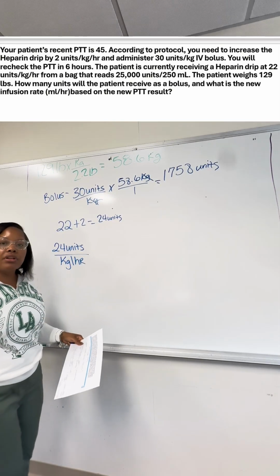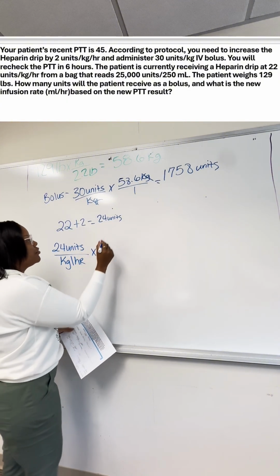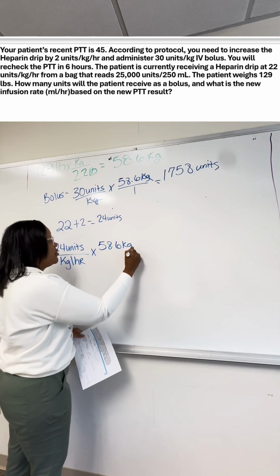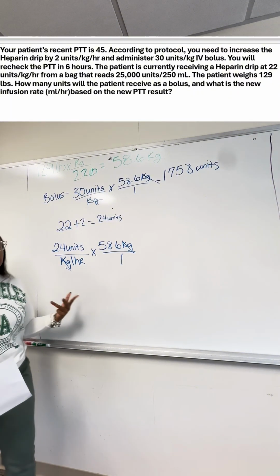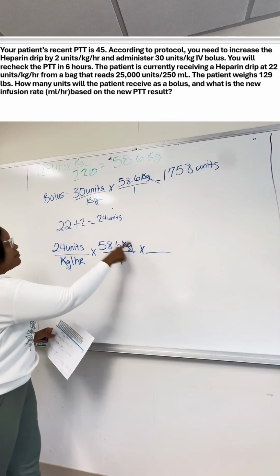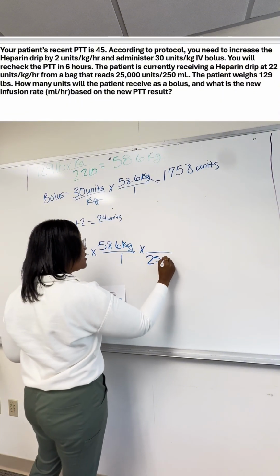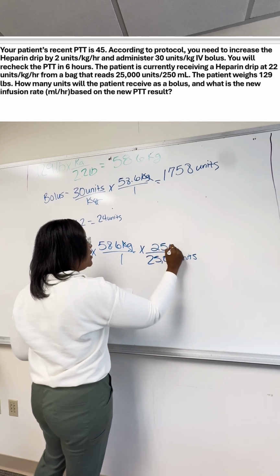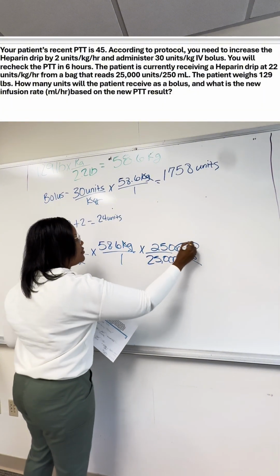All right, so you know that we're looking for mLs per hour, so we know that units per kg needs to cancel out. So then we're going to cancel out our kgs first. So we're going to take our weight, 58.6 kgs over 1. Our kgs cancel out. We're now left with units per hour, but we need to be in mLs per hour. So now let's cancel out units. So we know units need to go on the bottom because units is on the top there. So it says that the bag is 25,000 units for every 250 mLs. So units cancel out and we're left with mLs per hour.